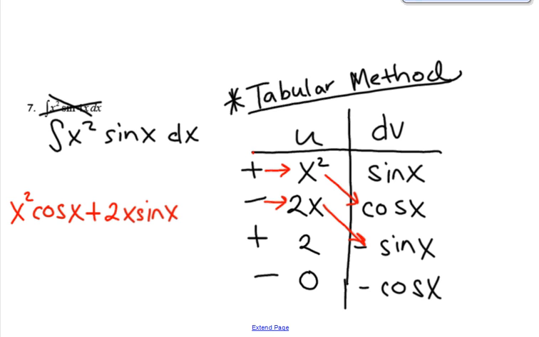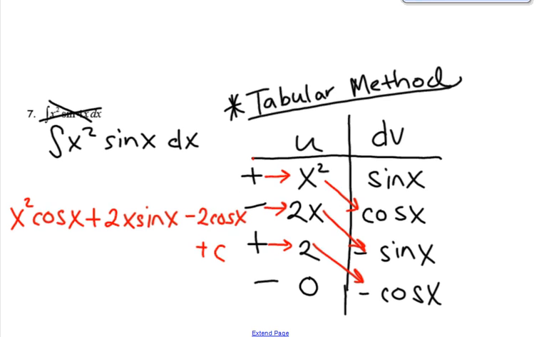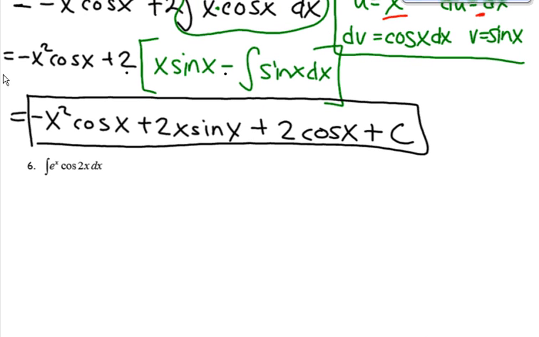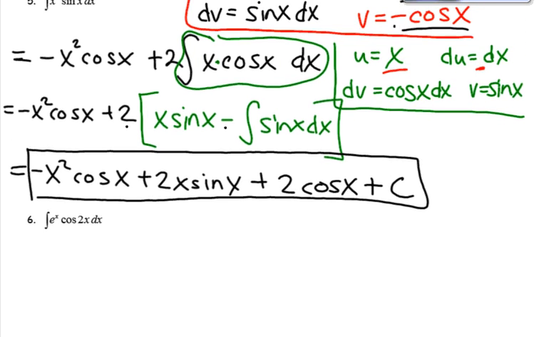So the next one, plus 2, and then 2 times negative cosine of x. And that's where I would stop. So then that would be negative 2 cosine of x, and then plus c. And that should be the same thing that we got up at the top for example 5. So I just wanted to show you a slightly different way.